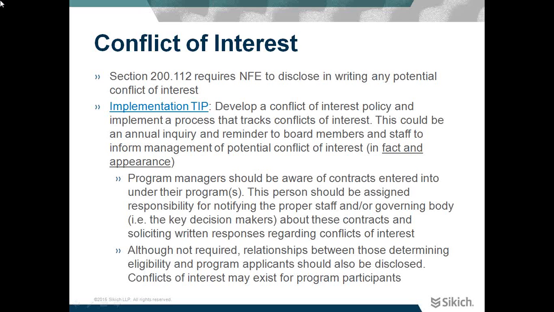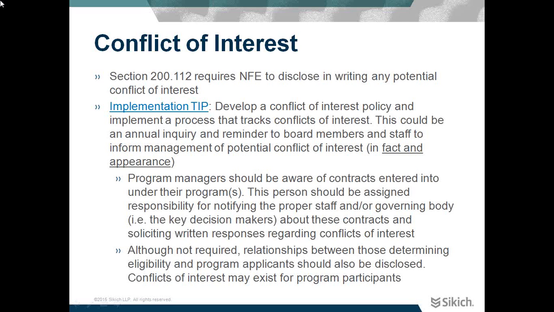Keep in mind that whoever's administering the program, those key program managers have to be aware where there could be potential conflicts of interest. And then finally, underneath that is, although it's not required, those relationships, even when there's determined eligibility in program applicants, need to be disclosed as well. I'll give you a couple good examples there.